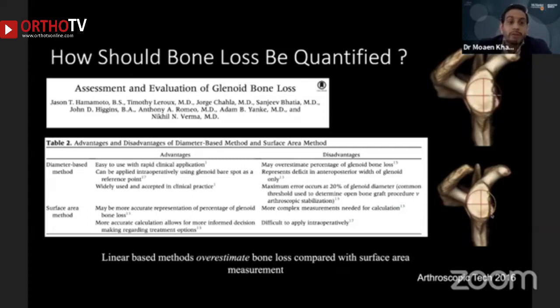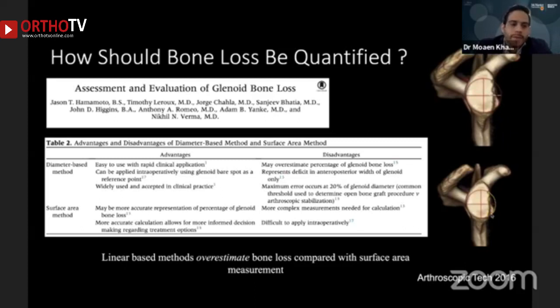So once you identify bone loss, how should we quantify it? There are many different methods of quantifying bone loss, and whichever method you use, the most important thing is that you are aware of potential advantages and disadvantages of the method you are using. All of these methods are used on the 3D CT scan or 3D MRI using the en face glenoid view.